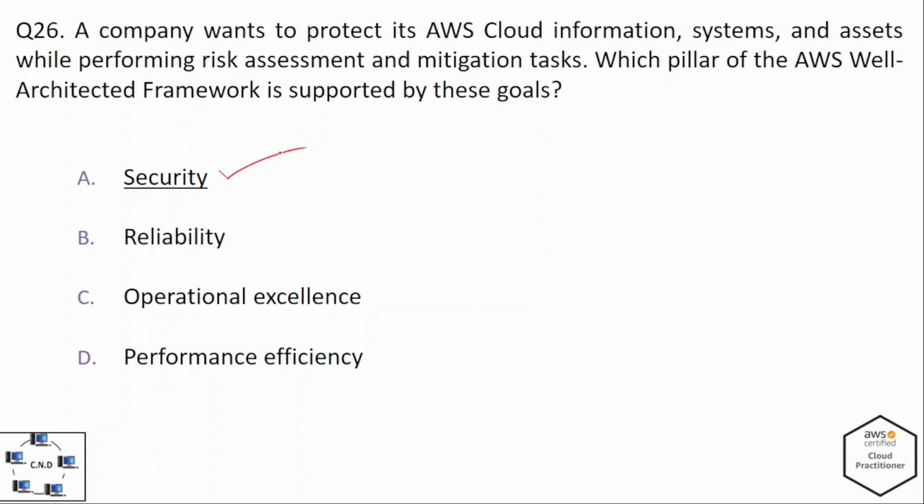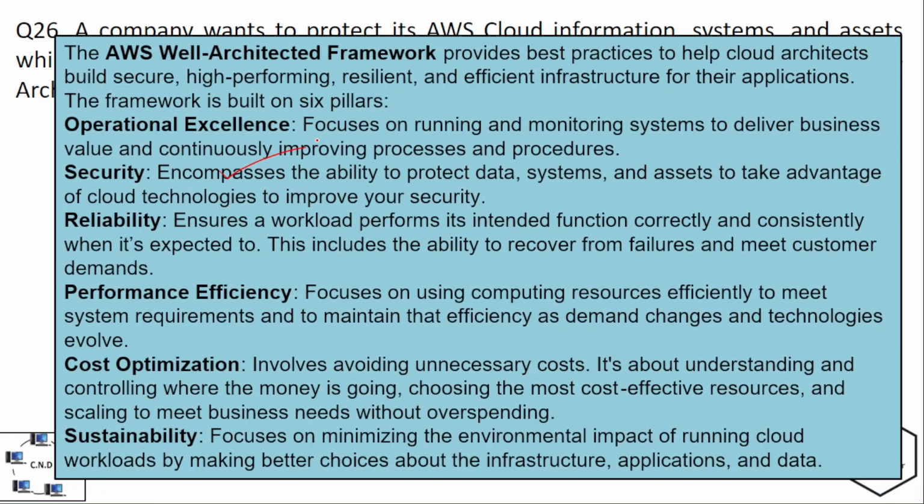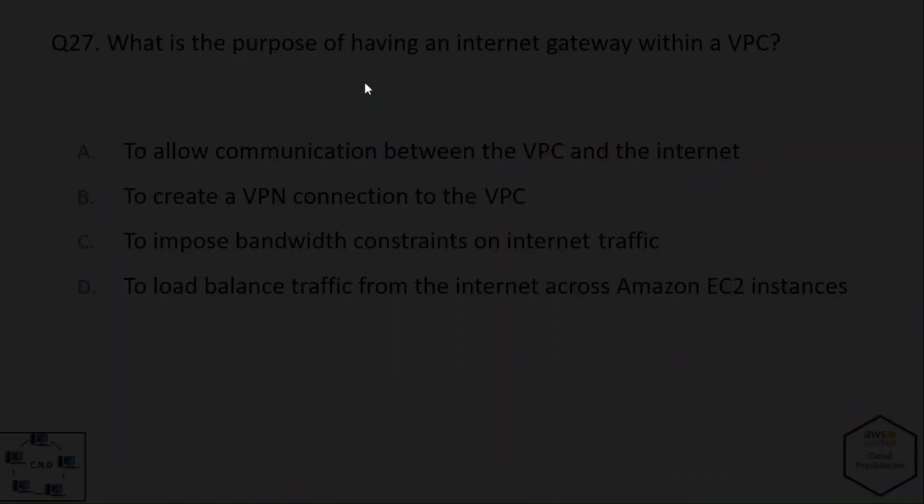So security is a pillar of the AWS Well-Architected Framework, and this framework has multiple pillars, and these are operational excellence, security, reliability, performance efficiency, cost optimization, and sustainability. You can read the detail if you like. I will move forward to the next question.